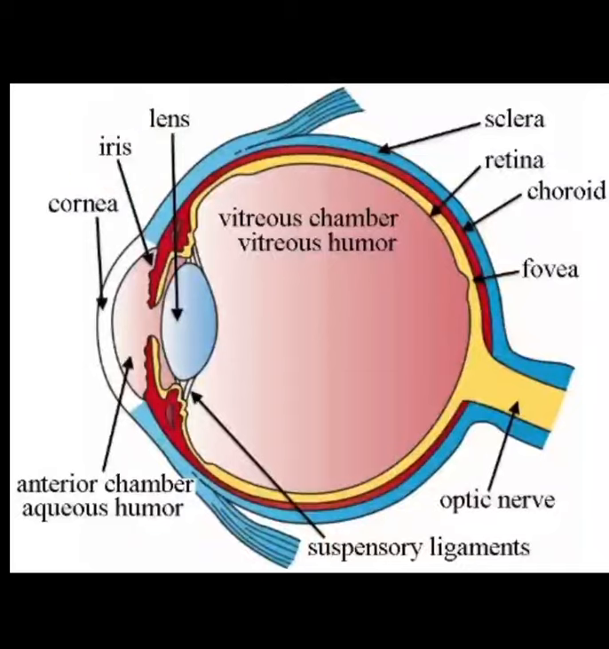Now the next layer which we are going to start is the innermost layer of our eye wall, that is the retina. Retina is the innermost layer of our eye and it is sensitive to light. It contains two types of sensory cells. We call them photoreceptors. They are rods and cones. In the retina, the image is formed, as it contains two types of photoreceptors, rods and cones.